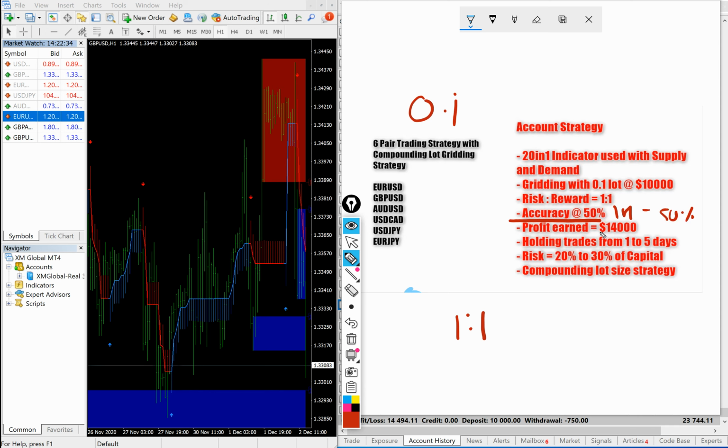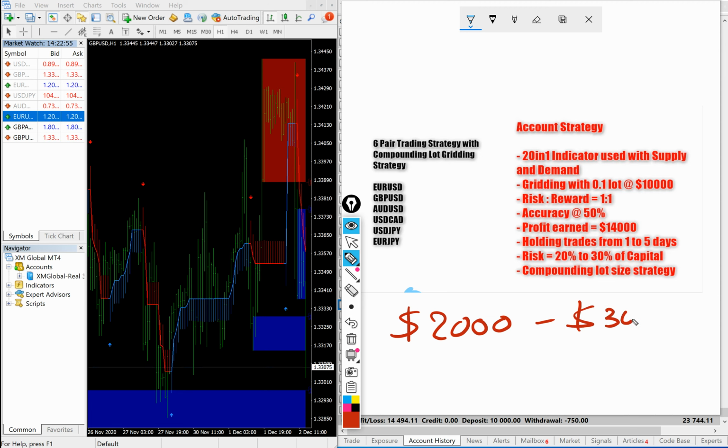Profit earned right now is $14,500. Here complete holding trades are there. No scalping is used. Risk is 20 to 30% on the capital. It means that there is a possibility that the client might lose $2,000 to $3,000 from the capital of $10,000. But if anyone is getting a profit of $14,000 per month, then this loss is easy to digest. It is fine.